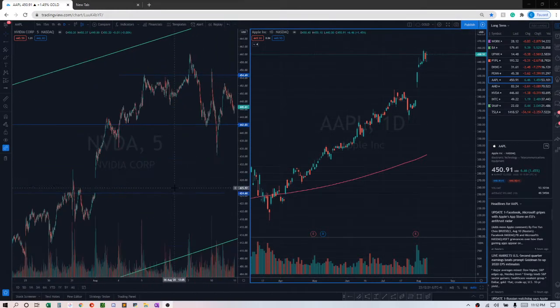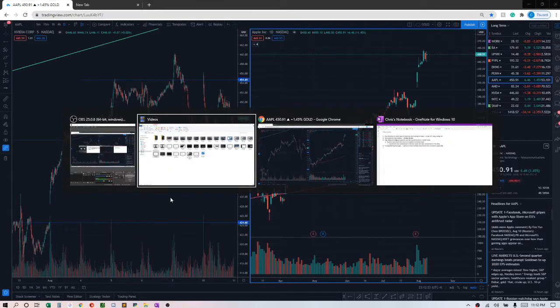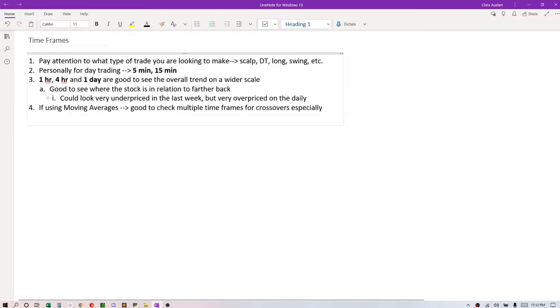Today we are going to be talking about time frames and what time frames I use. Just a quick little video about a couple things on why I use these time frames and a little bit about how you can use them to your benefit depending on what type of trade you're using.